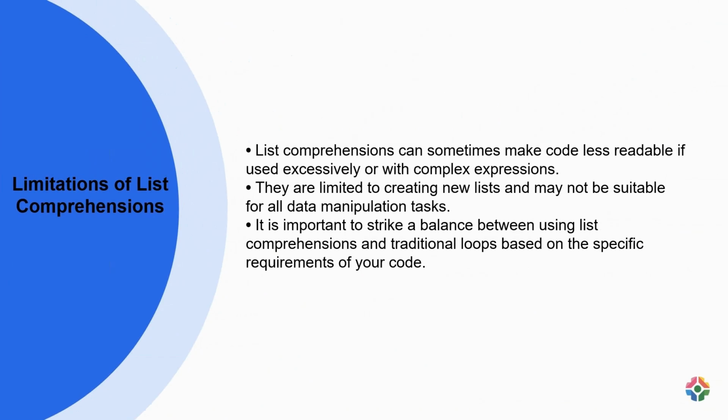List comprehensions are a concise way to create lists, but their readability can decrease with complexity. Their utility is limited to list creation and may not be optimal for all data manipulation tasks. Striking a balance between list comprehensions and loops is crucial based on the code's requirements. For example, using a list comprehension like [x**2 for x in range(10)] is clear, while more intricate expressions may hinder readability. Therefore, when code clarity is vital or tasks go beyond list creation, traditional loops may be more appropriate.